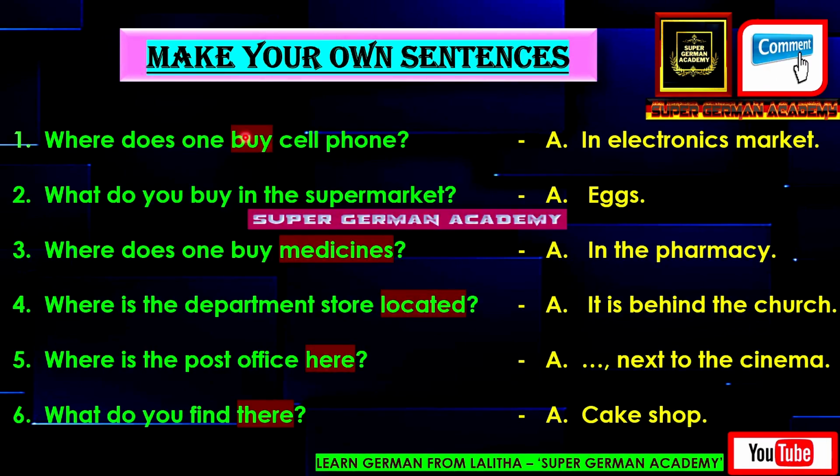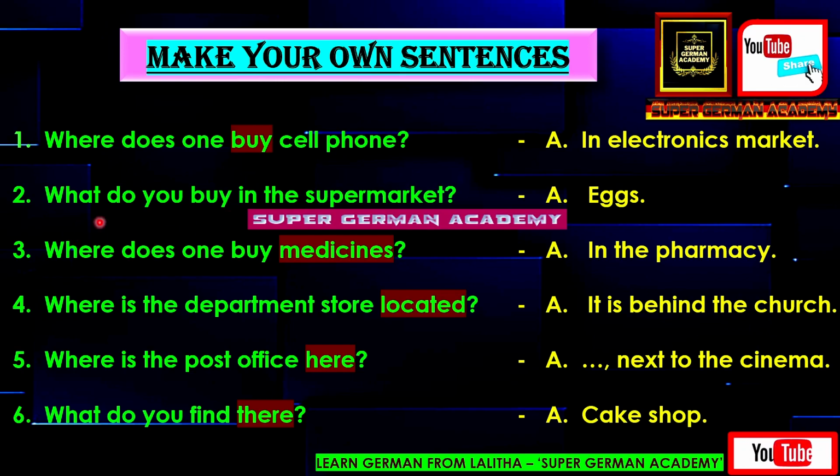Next, make your own sentences. Here I have given a few example sentences, the questions, and these are the answers. How to use the kaufen verb and make the questions. So where does one buy a cell phone? In general you're asking where does a person buy a cell phone, and this person comes into the subject singular, and the verb here is buy, that is kaufen, and the third person conjugation is kauft. Cell phone is Handy in German, and the question here where means wo. So where does one buy a cell phone becomes wo kauft man Handy. In the electronics market, that is in the Media Markt.